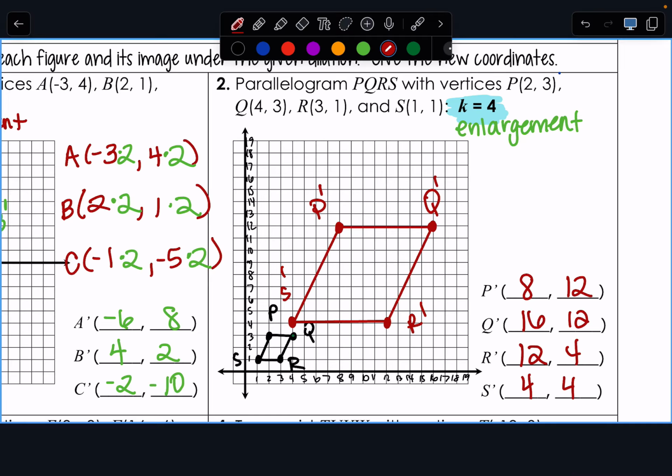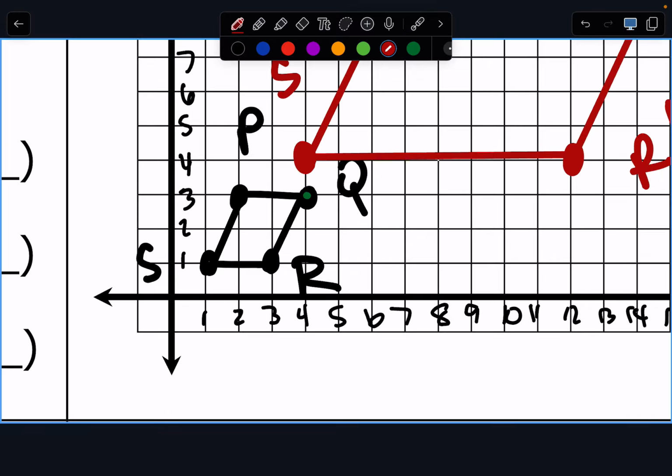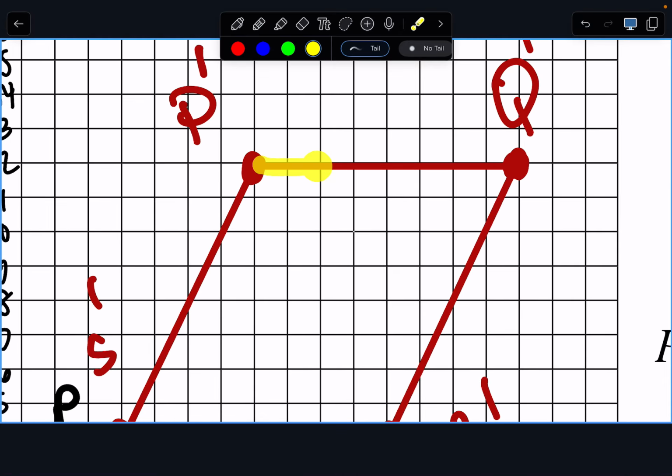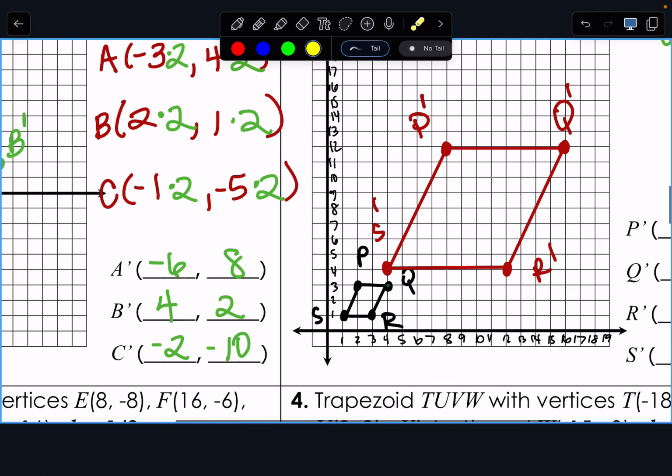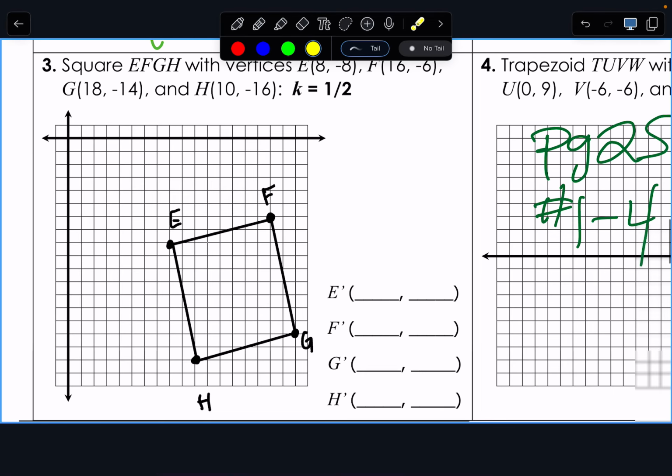Now, how much bigger is my red rhombus compared to my original? 4 times the size. Yeah, it is. Look, how long is this side right here? 2. How long is this side? 8. That's 4 times. All right, now let's look at number 3.